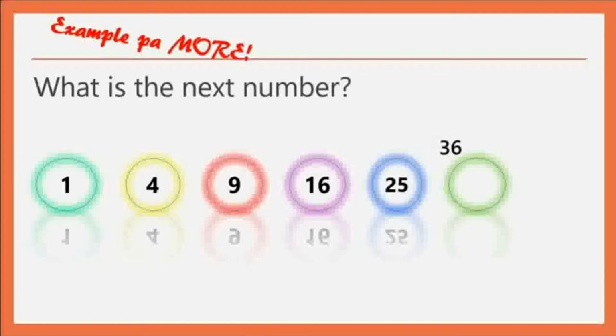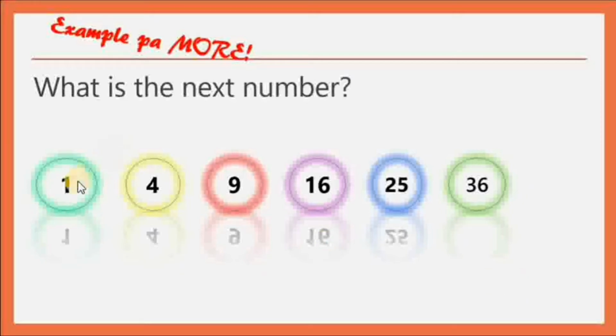Yes, correct. The next number is 36. Now, what is the pattern in this number sequence? Yes, very good. The pattern is each term is a perfect square. So for example, this one, number 1.